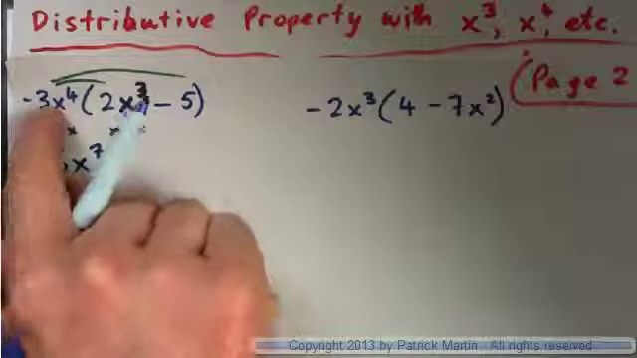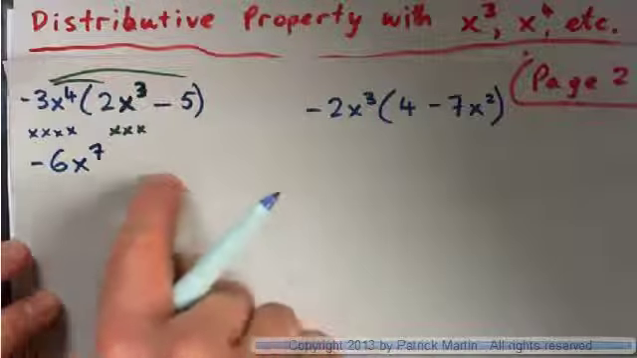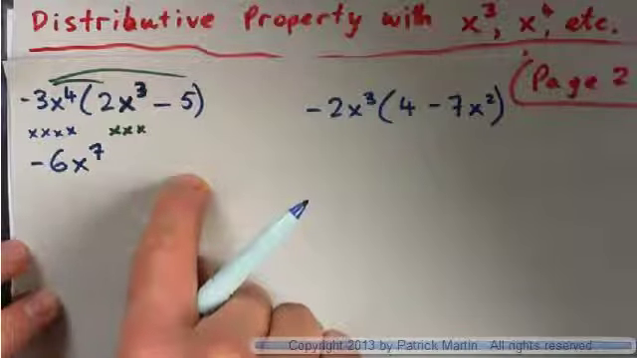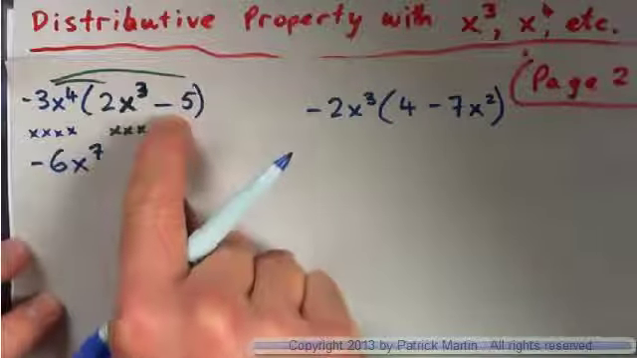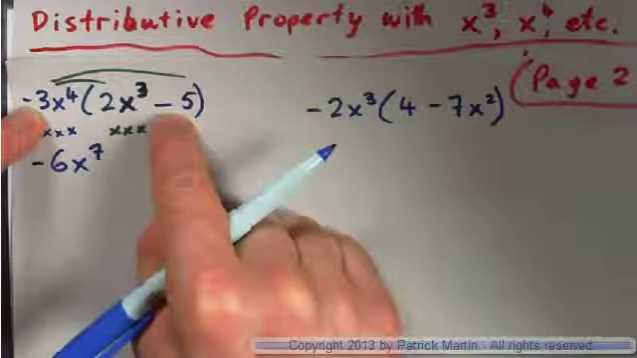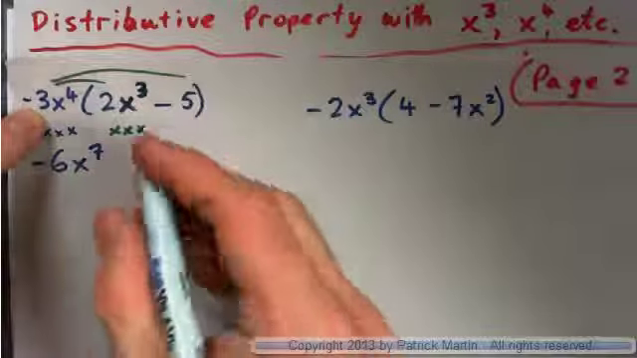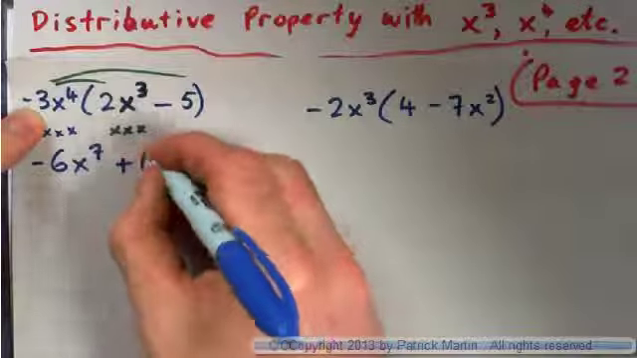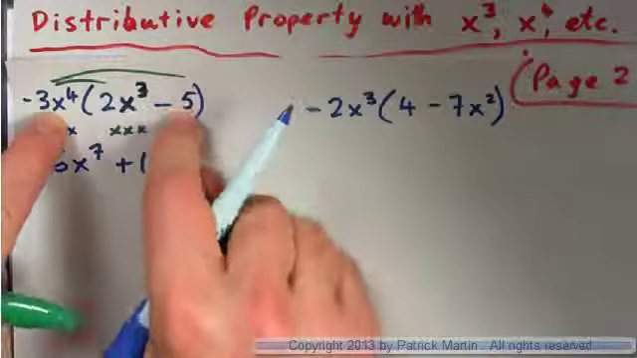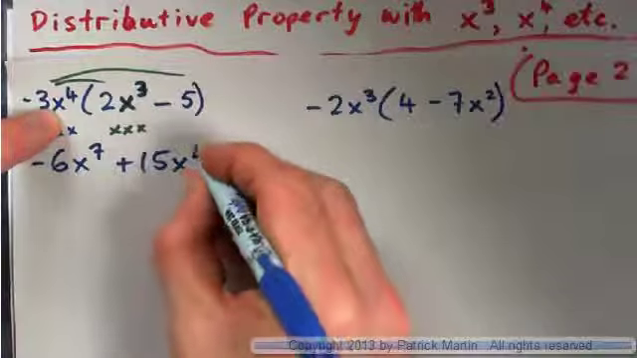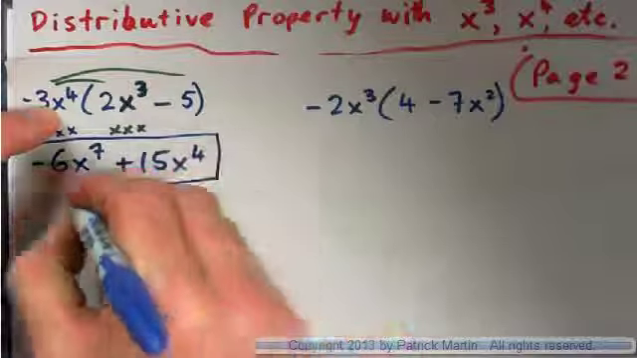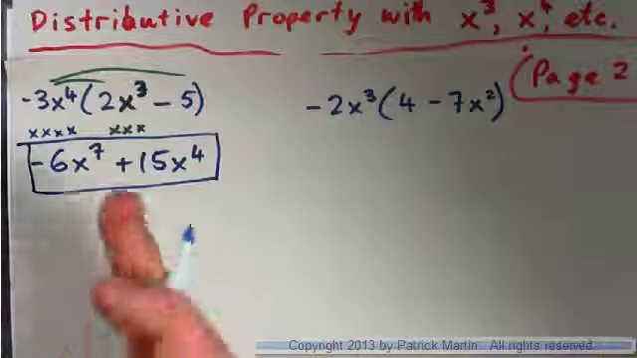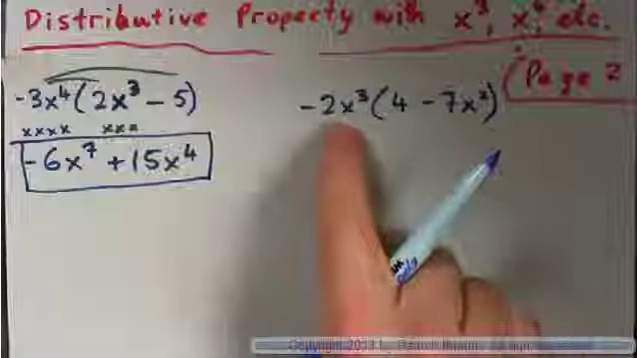And then, what's the next term in this expression? Negative 3 times negative 5. That's a negative times a negative. What does that make? Negative times negative, positive, right? And 3 times 5, of course, is 15. And, of course, it's 15x to the power of 4, right? So I hope that made sense. Please press pause and try this one yourself.